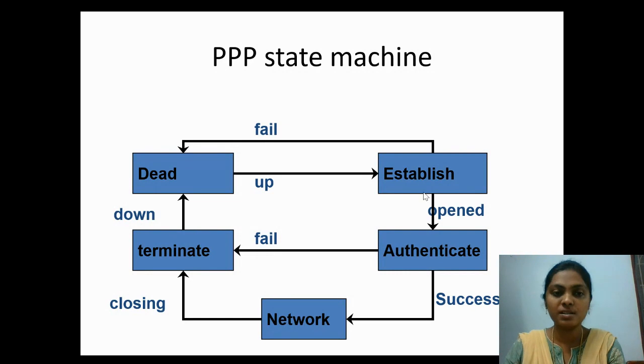It consists of the dead state, establish state, authenticate state, network state, and terminate state. In any of the states, if it is not successful, then it goes to the dead state. That is, if the establish state is not a success, then it goes to the fail state. Similarly, if the authentication is not successful, then it goes to the terminate state. Likewise, after the data transmission also, it goes to the terminate state. We'll learn about the definitions of each of these states.